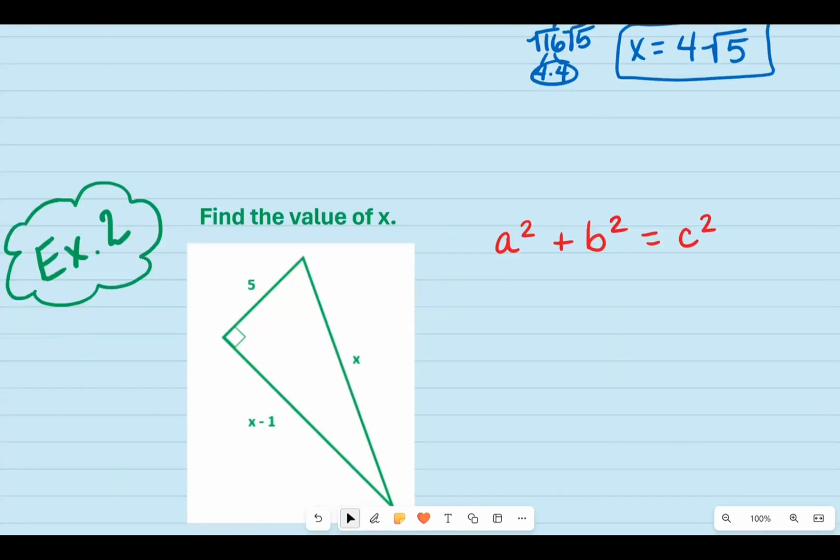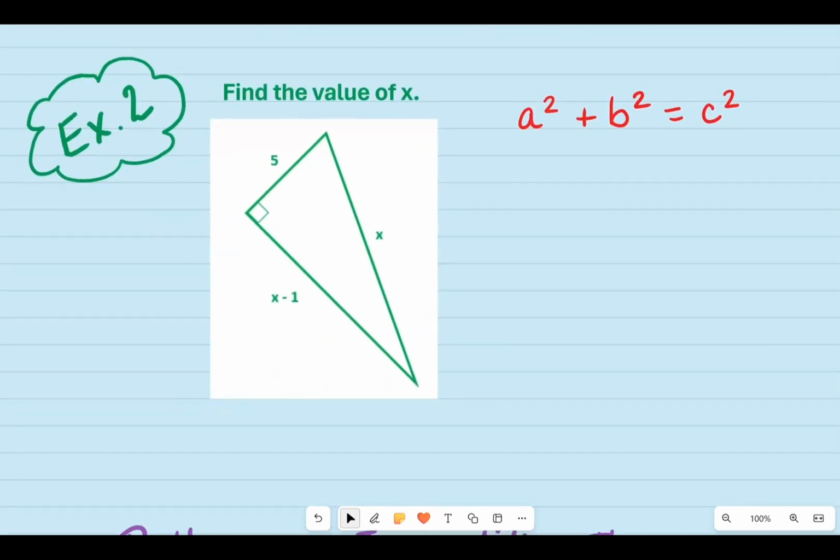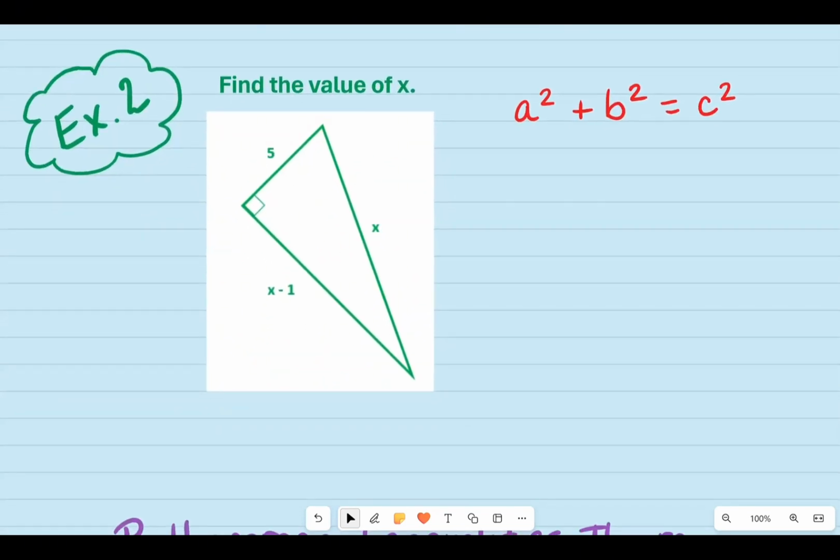For example 2, we are asked to find the value of X. Again, what I would suggest is that you go ahead and write your Pythagorean theorem down and just substitute what you know. So we know directly across from our 90-degree angle is our hypotenuse. So again, it's going to be X in this example. The other ones, I have 5 squared plus an expression, which is the quantity of X minus 1 squared, and it's equal to X squared. 5 squared is 25.